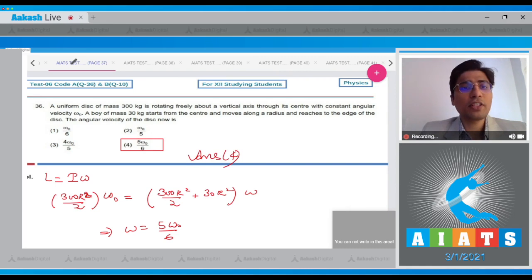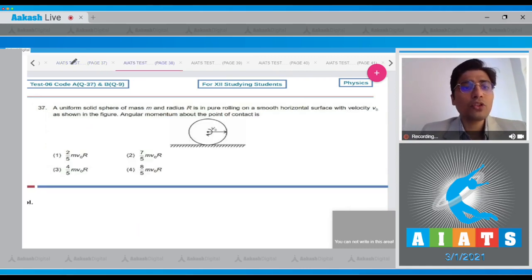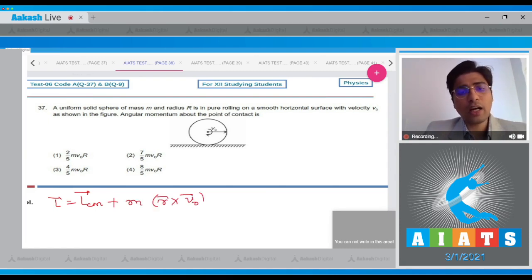Now let us proceed to question number 37. In this question, a uniform solid sphere of mass m and radius r is in pure rolling on a smooth horizontal surface with velocity v0 as shown. The angular momentum about the point of contact should be. The student, the angular momentum has the formula that it is equal to angular momentum about center of mass plus mass multiplied by r cross v0, where r is the position of center of mass and v0 is the velocity of center of mass. This will be equal to 2 by 5 mr square into omega plus m r v0.